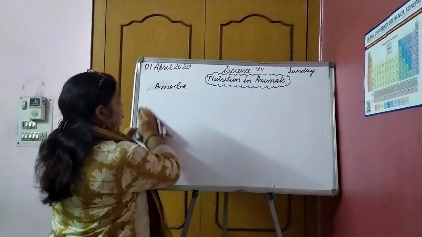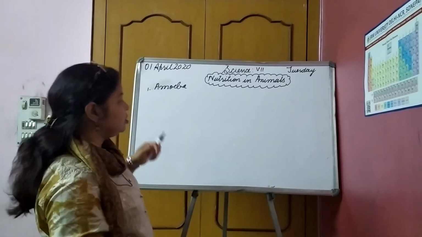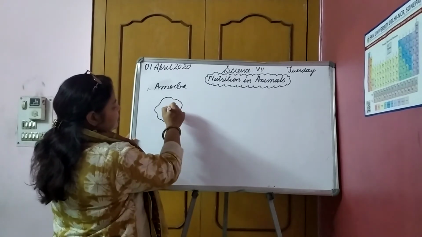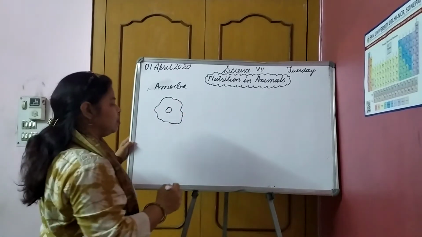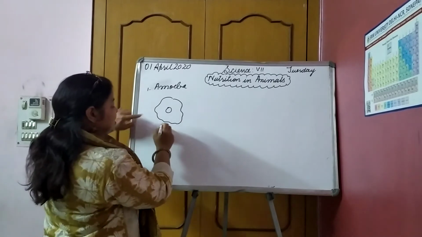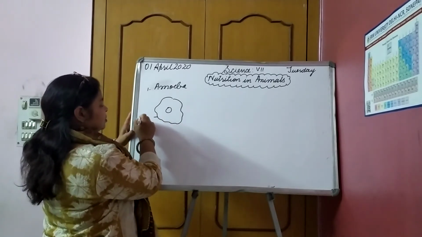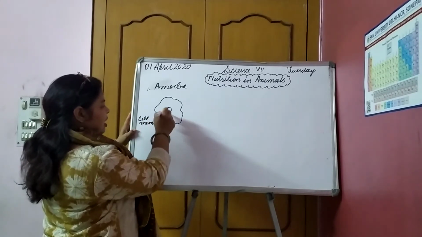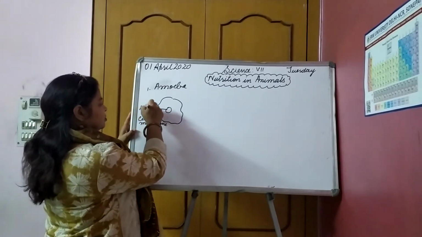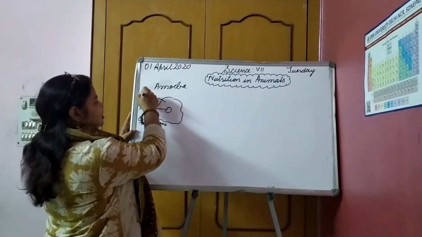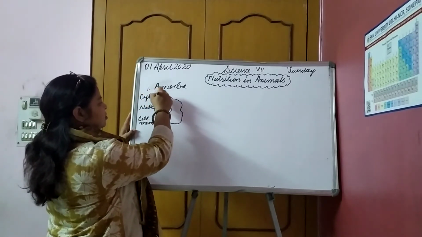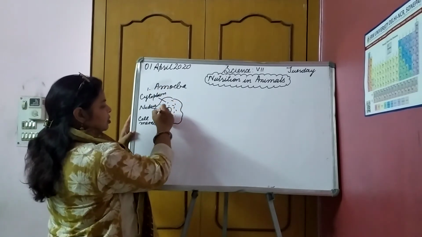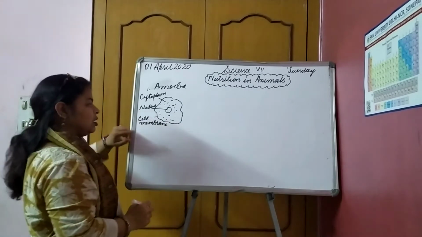How the nutrition takes place in amoeba. Let me make a diagram. You know what is amoeba? Amoeba is a unicellular organism. Okay, it has a cell membrane and nucleus and some cytoplasm. This we show by dots. Okay, this is amoeba.